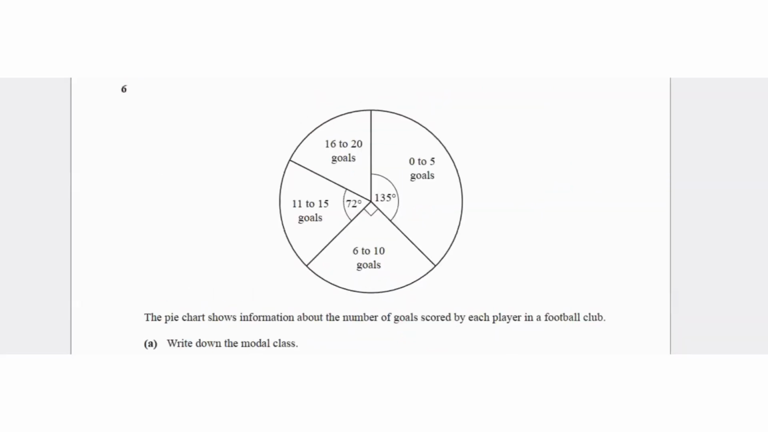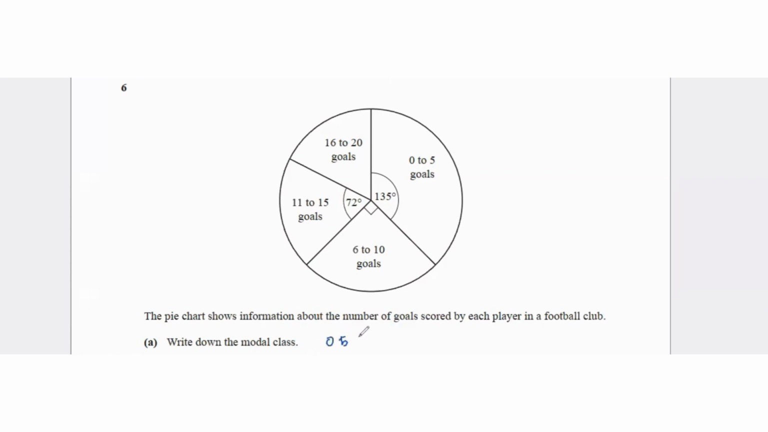Question 6 says the pie chart shows information about the number of goals scored by each player in a football club. Write down the modal class. So the modal class or the mode is that value which shows the highest frequency for an event. So if you look over here, the biggest angle is for 0 to 5 goals. So that is your modal class.